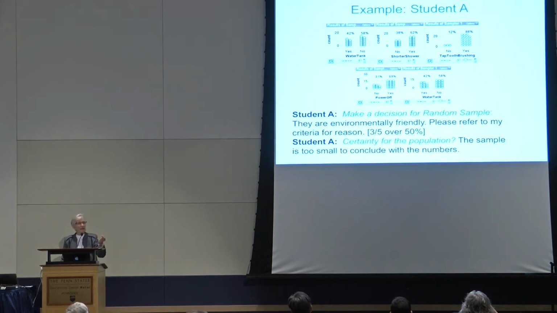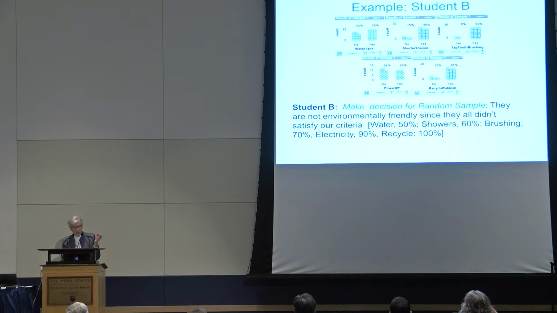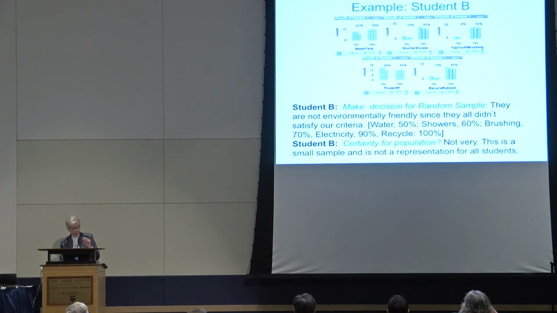But then we ask him, that's for the sample, what about the population? And they're getting the idea that the sample is too small to conclude for that 1,300. That's really good. And so same here, student B is making a decision and they're not environmentally friendly, since they didn't all satisfy our criteria. And then it's not very certain because it's a small sample and not a representation for all students. Now, isn't that a nice word to be using in grade 5?